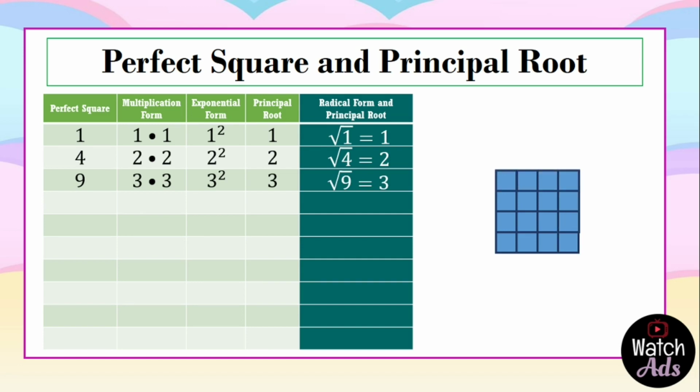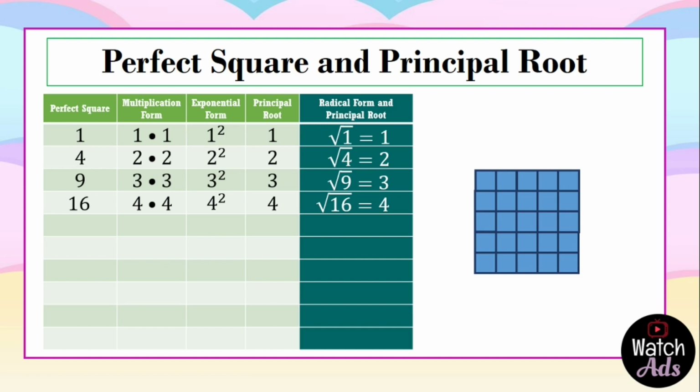Now we can find 16 small squares making up a perfect square. 16 is a perfect square. Its multiplication form is 4 multiplied by 4, and in exponential form, we have 4 squared. Therefore, the principal root is 4. In radical form, we have the square root of 16 is equal to 4.